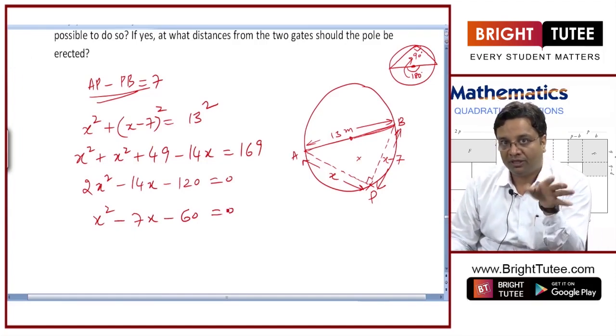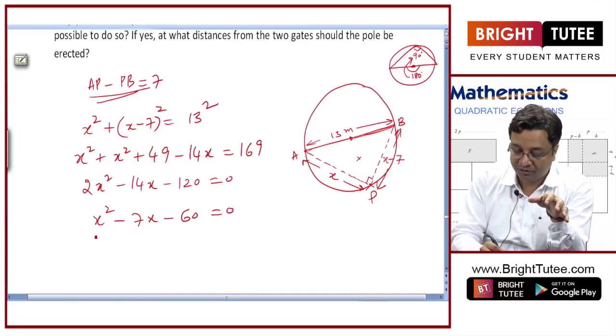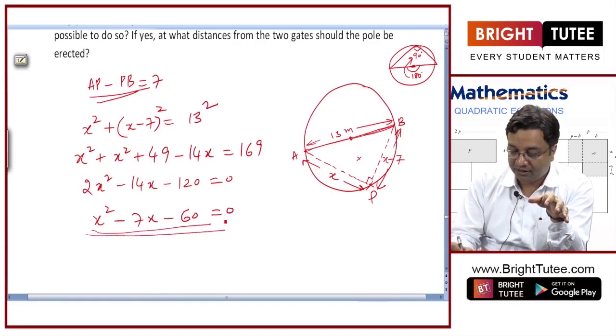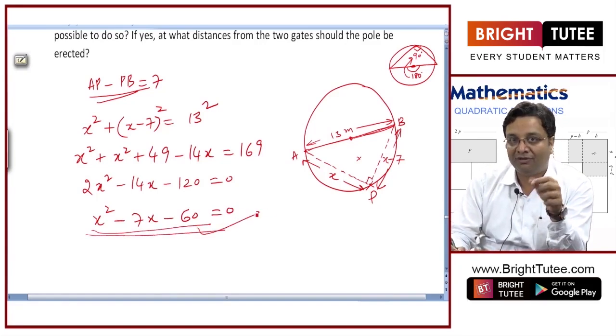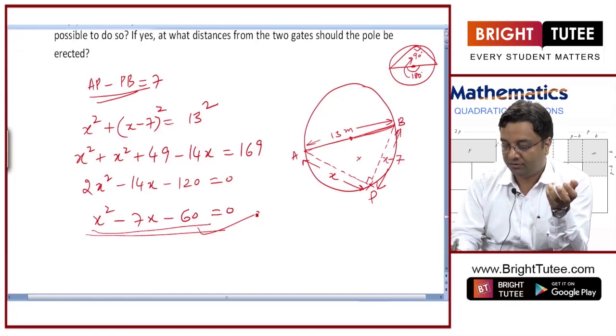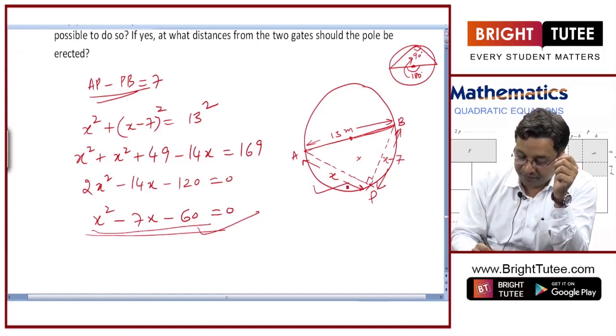Now, first of all, you don't have to solve this quadratic equation. You just have to see whether in this situation there will be a real value of x or not, right? Because x is a distance here. So, let's see by calculating the discriminant.